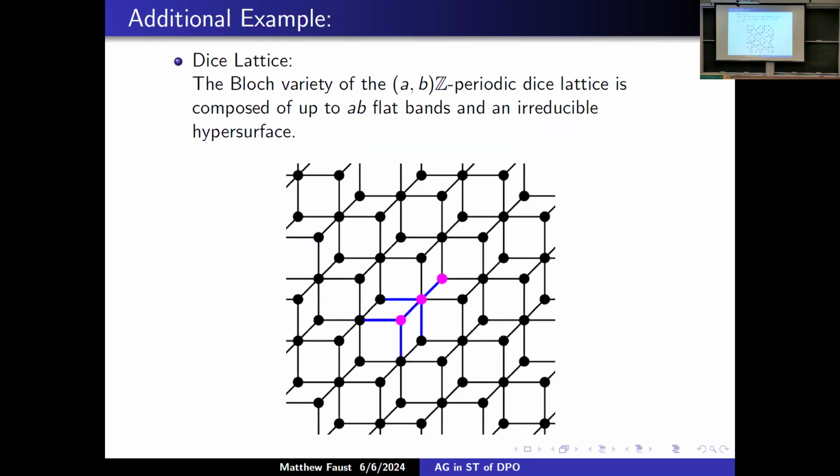Okay, and I guess Joy and I use this not just to prove examples where things end up being irreducible for Bloch varieties, but we're also able to apply slight variations of our theorems to show that the Bloch variety associated to the dice lattice is composed of up to a times b flat bands. It could be irreducible, but if it does factor, it has a times b flat bands union with one irreducible hypersurface. Let me explain what a flat band is.